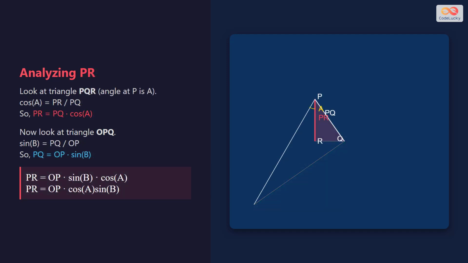Now for the top segment, PR. In the small top triangle, PR is adjacent to angle A, so it involves cosine A. The hypotenuse PQ is the opposite side to angle B in the middle triangle. Combining these, PR equals OP times cosine A times sine B.